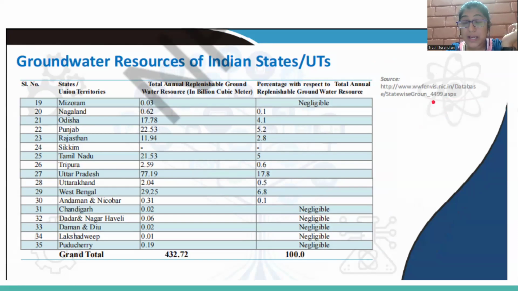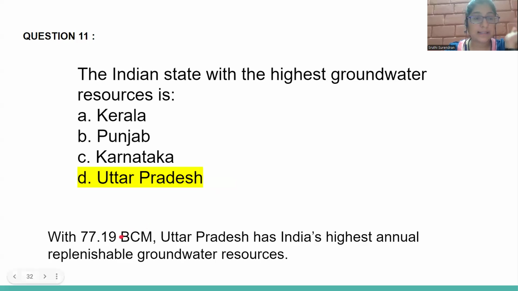This data has been taken from this publication, which might be a little old. Although I don't think there will be a huge difference in the values in the latest publications as well. The correct answer in this case is Uttar Pradesh with 77.19 billion cubic meters. So again, that was an interesting question.